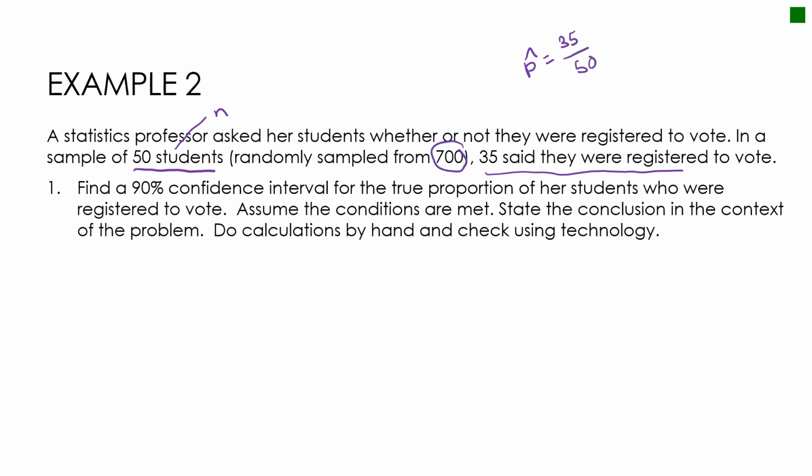Why do they tell me 700? Only so I can check the 10% condition to know that the number of students is less than 10% of the population.